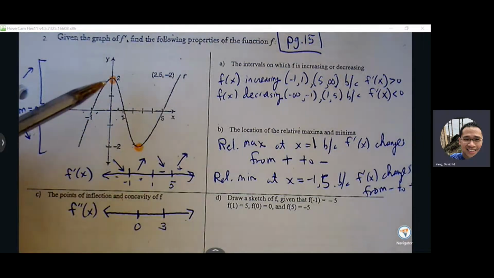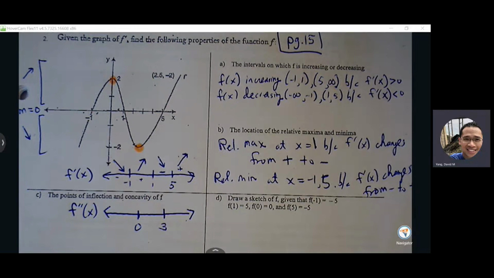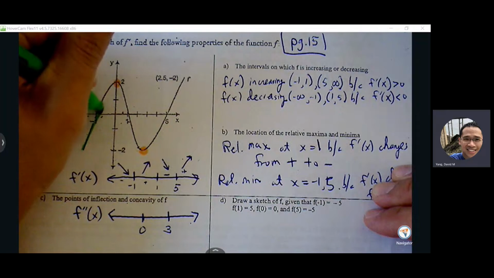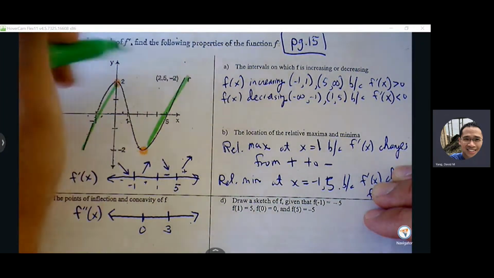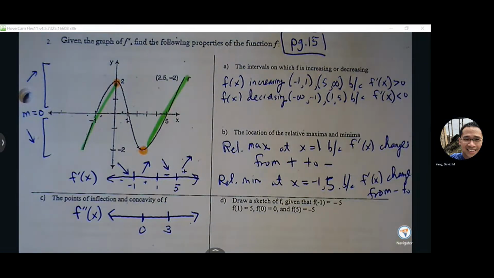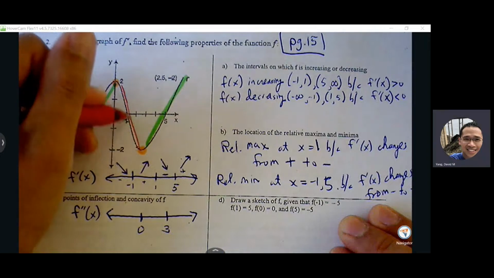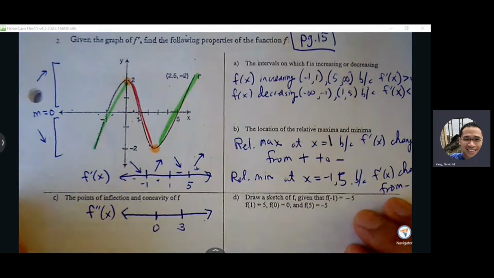Okay, to the left of 0, I want to look at the slope now. The slope of my derivative graph is going to translate to the curvature of my original graph. So whenever my derivative graph is rising, that's going to translate to concave up on my original graph. Whenever my derivative graph is falling, my negative slope there is going to translate to concave down on my original graph.